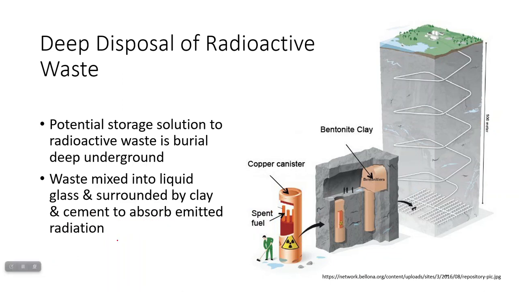So, what you do to store the waste before you stick it in that copper canister is you actually mix it in with liquid glass. When the glass solidifies, it can help absorb some of the radioactivity. So you're basically trying to shield this stuff so less radioactivity escapes it and give it time to kind of decay on its own.